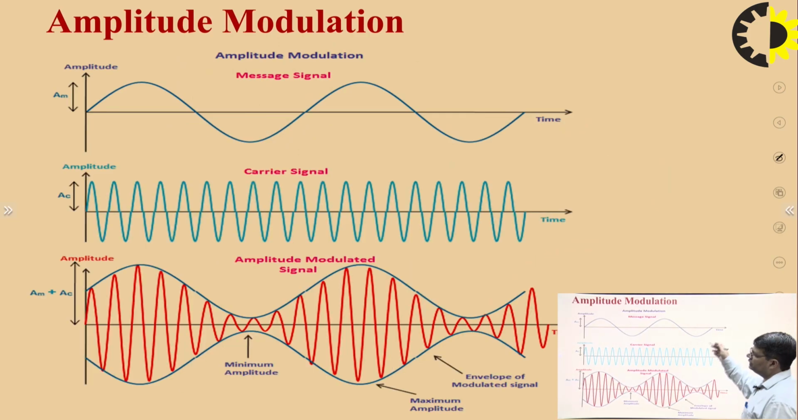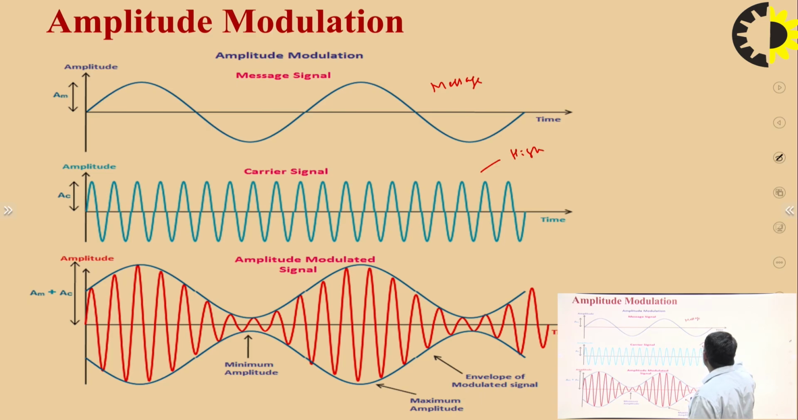These are shown in a single diagram. This is the message signal. This is the high frequency carrier signal. This is the AM wave, the amplitude modulated wave, where the amplitude of this carrier signal is varied according to this message signal.